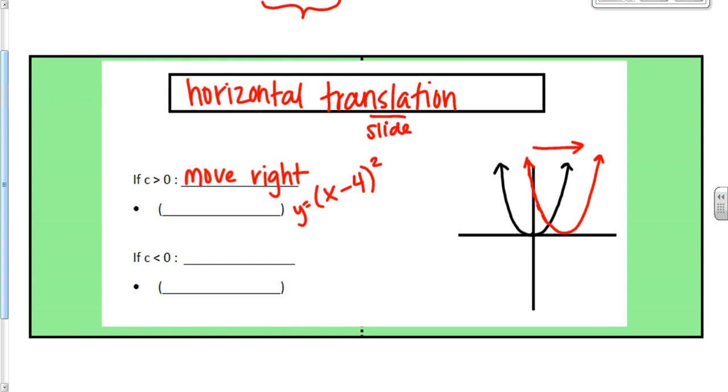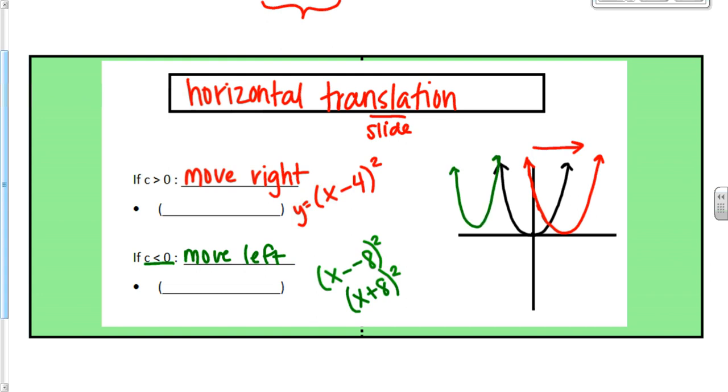Now, if you have something that is less than 0, like x minus a negative 8 squared, in other words, x plus 8 squared, that's actually moving to the left. Okay, because that gets confusing, you honestly just kind of have to start telling yourself to think opposite. So when you have a plus sign, it's moving to the left, which is weird because that's opposite of what we normally do. And when you have a minus sign, it's moving to the right.